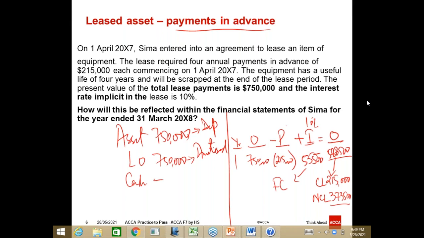Current liability in case of advance payment will be the installment amount. So out of 588,500, you are going to pay 215,000 in the next year. Whatever liability will be settled in the next year will be reported as current liability. And the remaining amount after deducting the current liability will be the non-current liability.